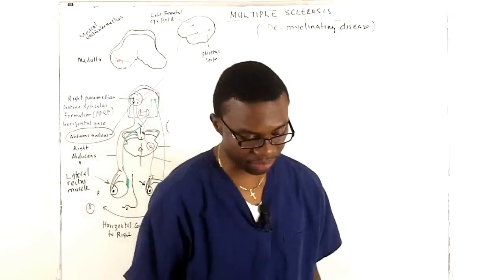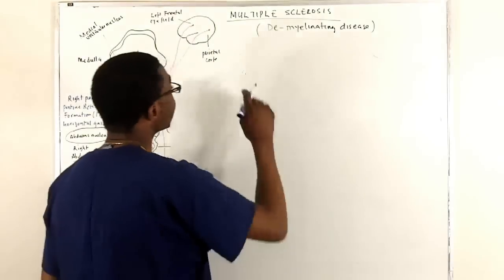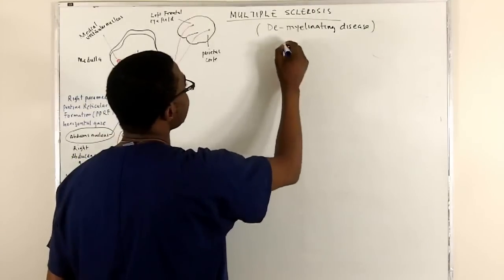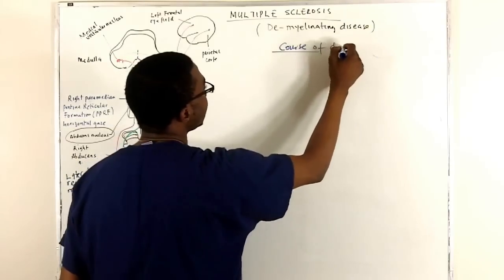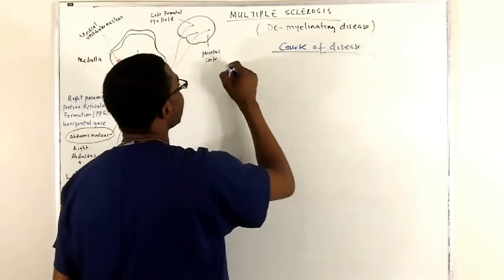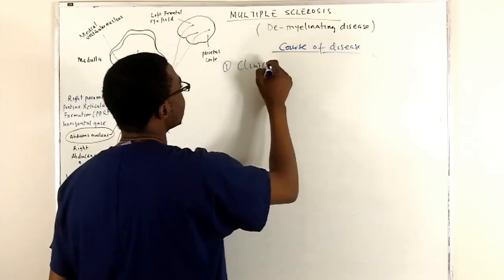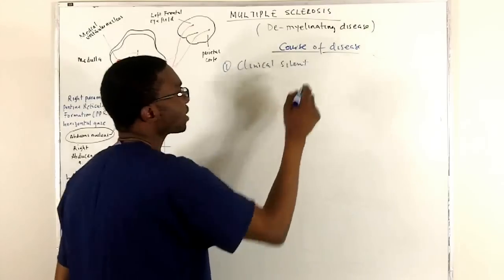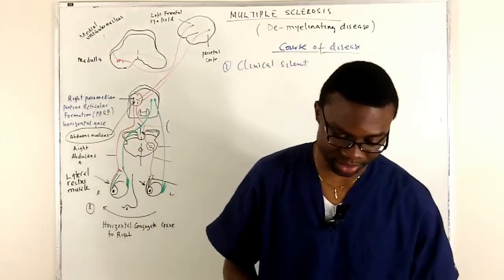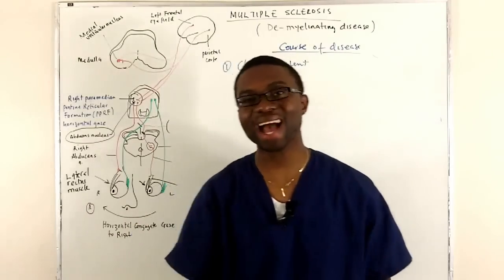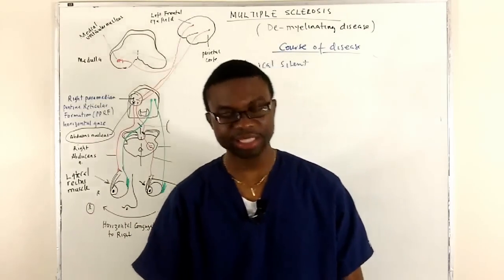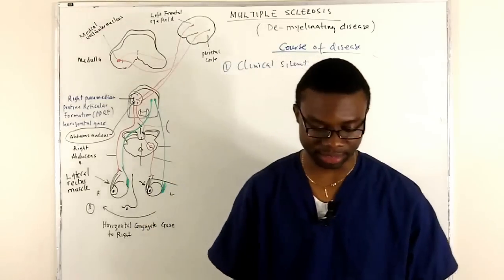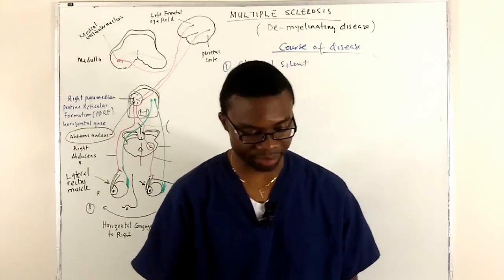Often the different variants, it could be clinically silent. We're just talking about the course of the disease. Clinically silent. What do we mean by clinically silent? Well, this is often known as the benign or stable multiple sclerosis. Often there might be some progression of this disease later on in life.